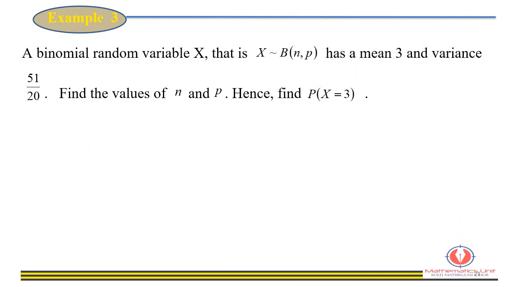For example 3, we have the binomial random variable X with the binomial distribution with parameters n and p. This distribution has the mean 3 and the variance of 51 over 20. We're going to find the values of n and p, and hence find the probability when X equal to 3. Let me show you how we're going to solve this problem.